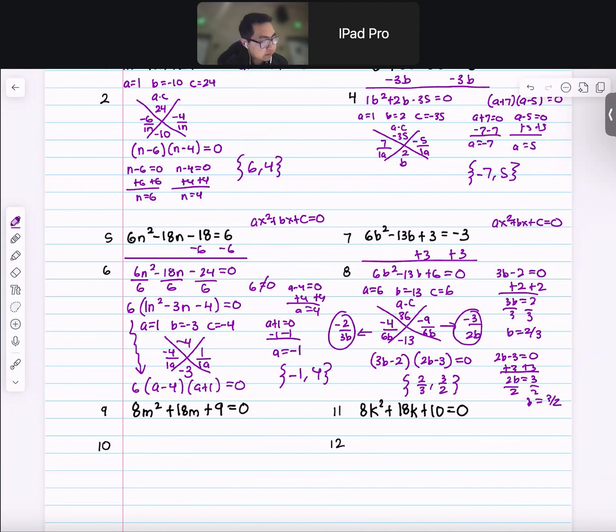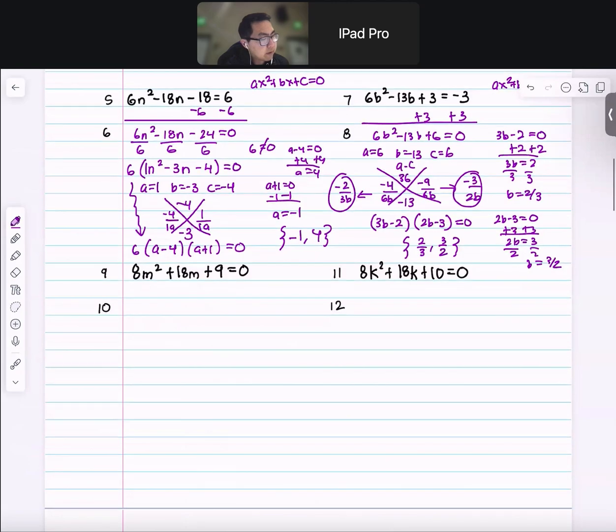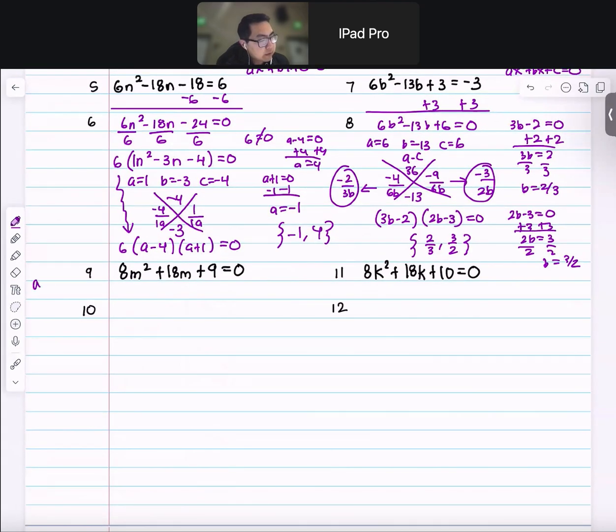Okay, fantastic. Question number 9. It's already in the form of ax squared plus bx plus c equals 0. Great. Nothing can factor out, nothing can divide into 8, 18, or 9, so now we just go straight into the X method. That's our a, that's our b value, that's our c, so a times c, 8 times 9 is 72. On the bottom is just your b value. What numbers multiply to 72, but when added give you 18?